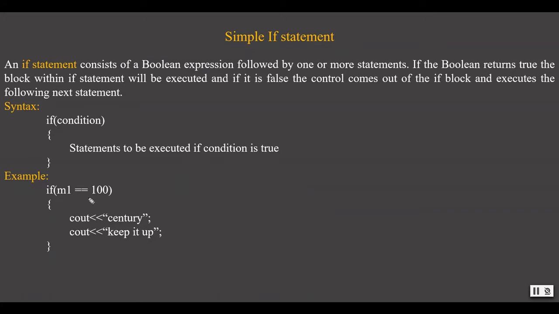So here we are using the equal to operator, and if m1 == 100, if the condition is satisfied, then these two statements will be executed. If the condition is not satisfied, that is, if m1 doesn't contain 100, then the control will come out of the if statement and the next statements within the program will be executed. This is how it works.